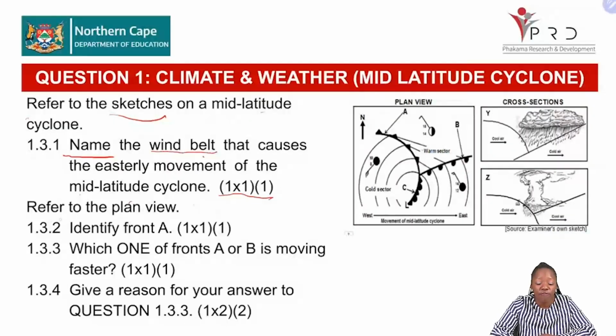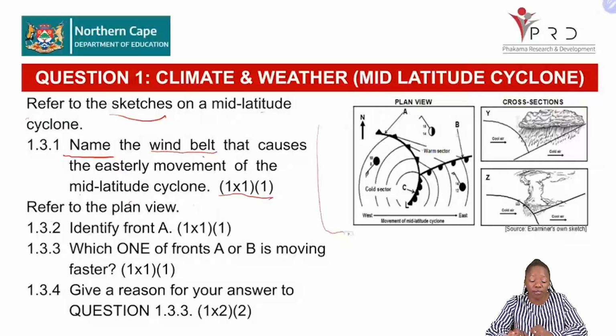Then you refer to the plane view, which is this one. In that plane view, identify the front A. As I've said, there's a front labeled A, a front labeled B, and a front labeled C. So you identify the front labeled A, 1 times 1.